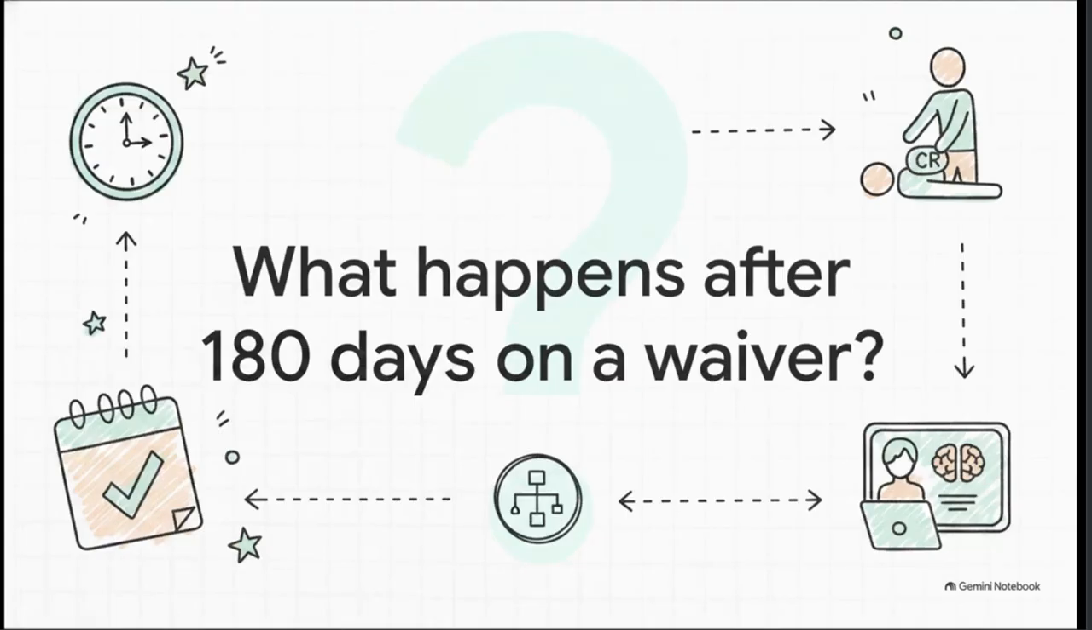Now, you might be wondering, what actually happens in TMS if the employee is still on this temporary waiver and still can't do physical CPR after 180 days have passed? Do we literally just keep doing the exact same repeating loop? Well, actually, scratch that. No, we don't. At 6 months, the rules shift depending on the type of CPR training they were taking.